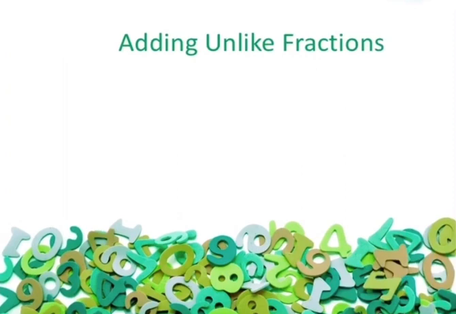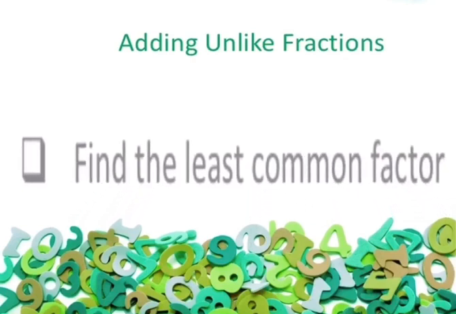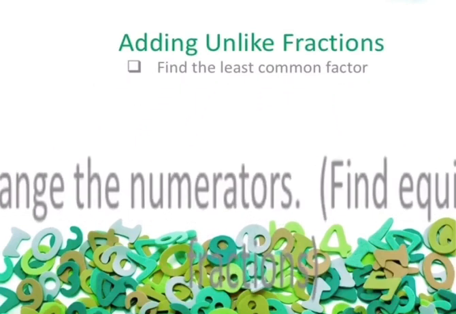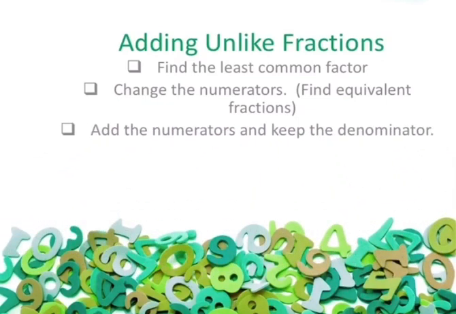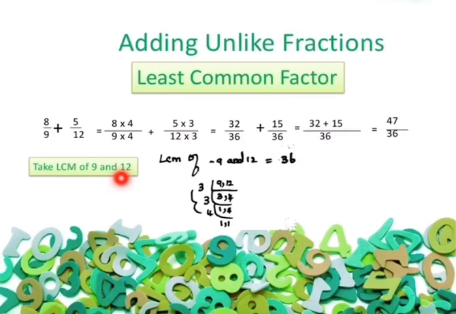Adding unlike fractions: just the way we did the conversion of unlike fractions into like fractions, similarly we will do here. First of all, we will find the least common multiple, then we will change the numerators, that is we will find the equivalent fractions, and then we will add the numerators and keep the denominators the same, and then we will simplify. For example, I have taken this example here, 8 by 9 plus 5 by 12. This is an unlike fraction.